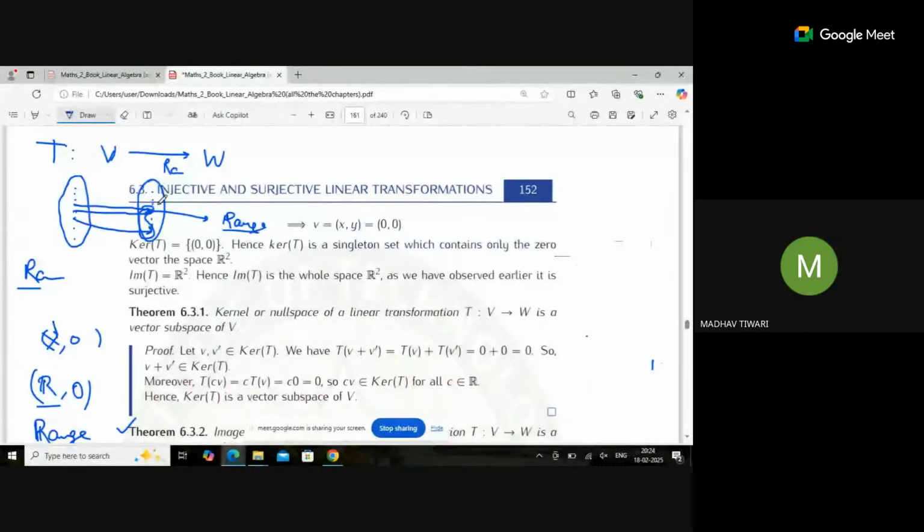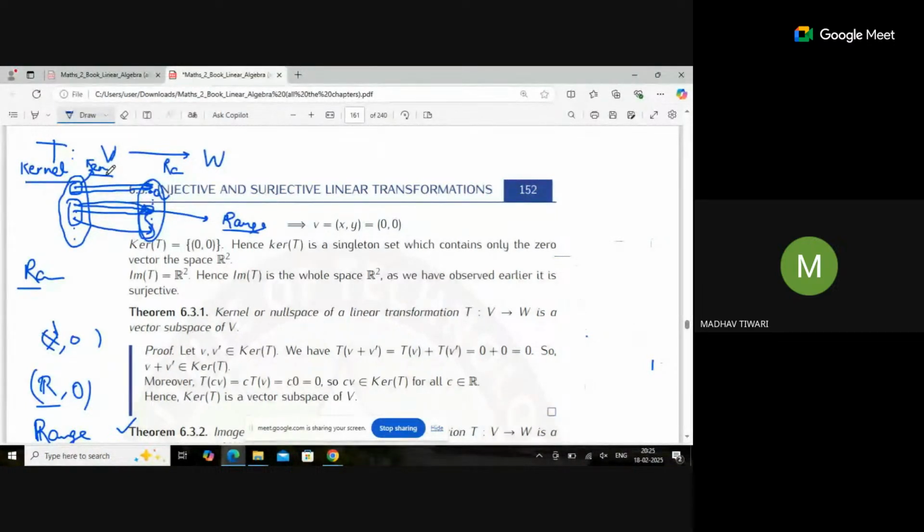If I take only those vectors which have a pre-image, not the entire space. What about the kernel? We take only those points from this which have image as the 0 vector of this. Suppose this is the 0 vector. So I will take only those points which are having image as the 0 vector. So I will take these points. This is my kernel.